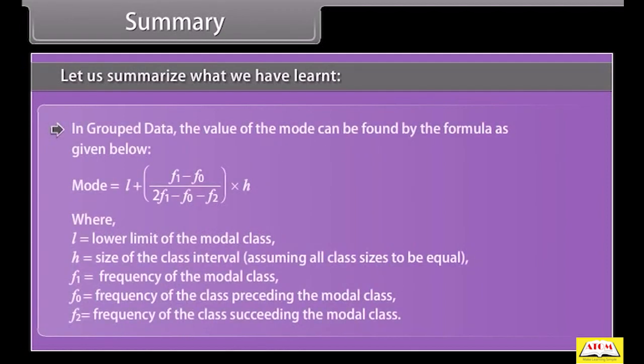In grouped data, the value of the mode can be found by the formula as given. L plus f1 minus f0, that is divided by 2f1 minus f0 minus f2 multiplied by h, where L is equal to lower limit of the modal class, h equals size of the class interval, assuming all class sizes to be equal. f1 equals frequency of the modal class, f0 equals frequency of the class preceding the modal class, f2 equals frequency of the class succeeding the modal class.